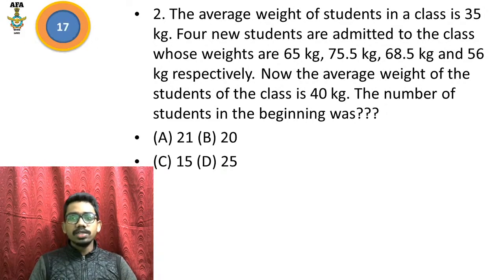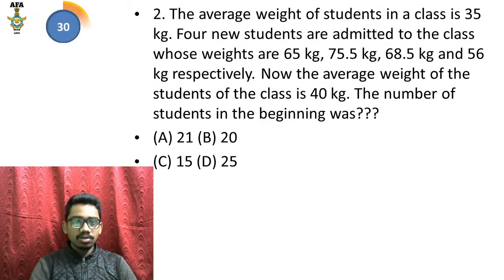The average weight of students in a class is 35 kg. 4 new students are admitted to the class whose weights are 65, 75.5, 80, 68.5, 56 kg respectively. Now the average weight of the students of the class is 40 kg. The number of students in the beginning was? Try to solve this question.